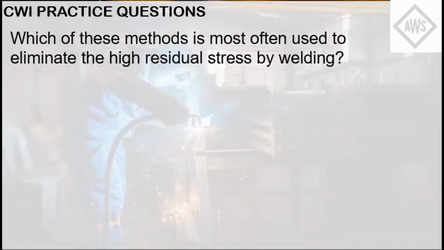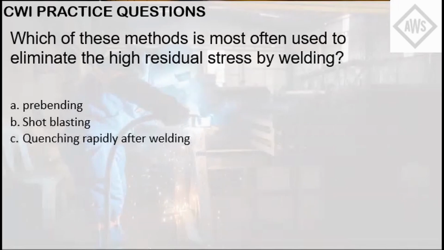Next question. Which of these methods is most often used to eliminate the high residual stress by welding? Letter A, pre-bending. Letter B, shot blasting. C, quenching rapidly after welding. D, post-weld heat treating. E, preheating.